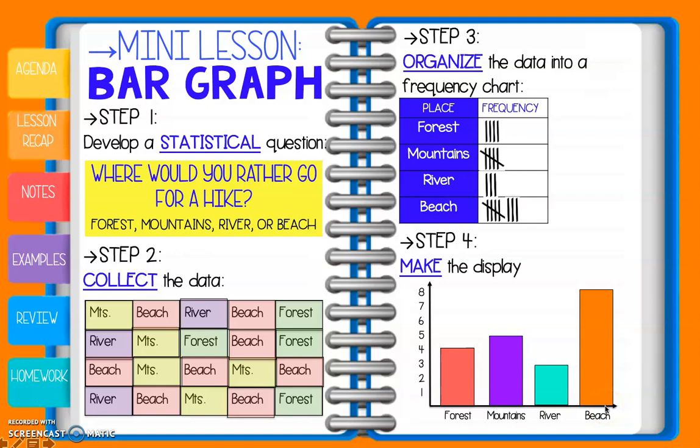Now, before we're finished, we're going to give it a title so people know what our data is about. And this one is our preferred hiking places, so that's just the title I'm going to use. So people know when they look at our bar graph that this is talking about the places that people would prefer to hike.